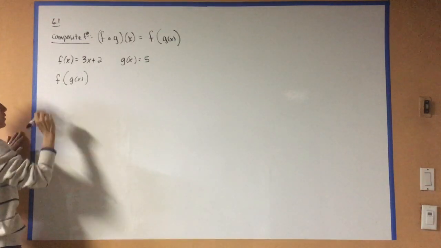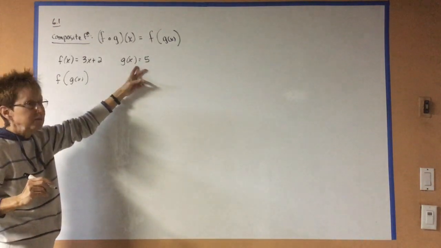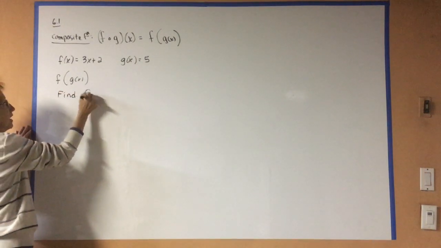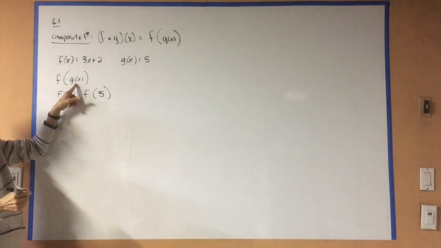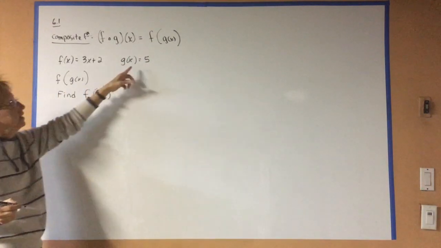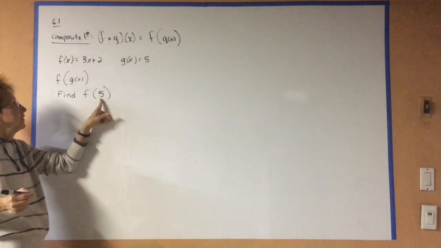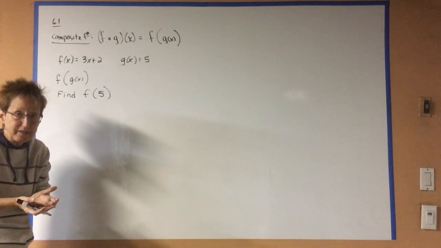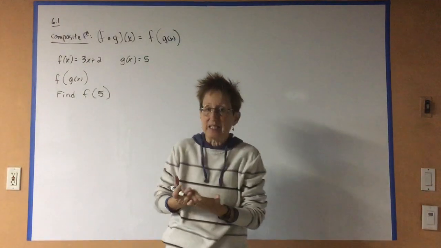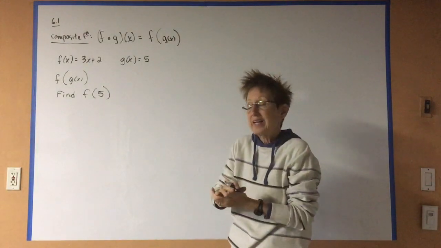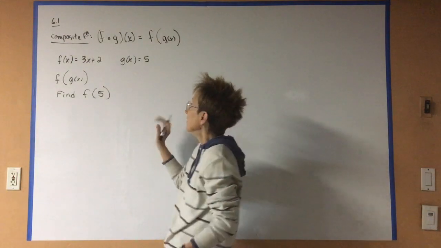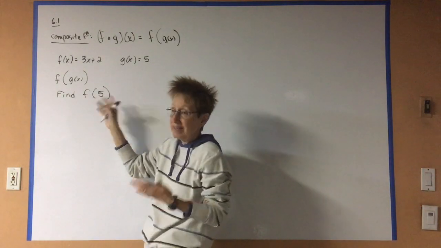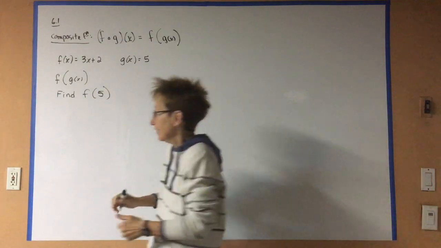If I told you that g of x was 5, then basically what we're trying to do here is to find f of 5. In other words, I'm replacing g of x with what it's equal to, which is 5, and then I'm going to evaluate f at 5, so I would put 5 in here. And we know how to do that. So it's the same idea as evaluating a function at a given number, but now instead of a given number, we're going to evaluate it at whatever that other function is. In this case, it happened to be 5, and so I would just plug 5 in.